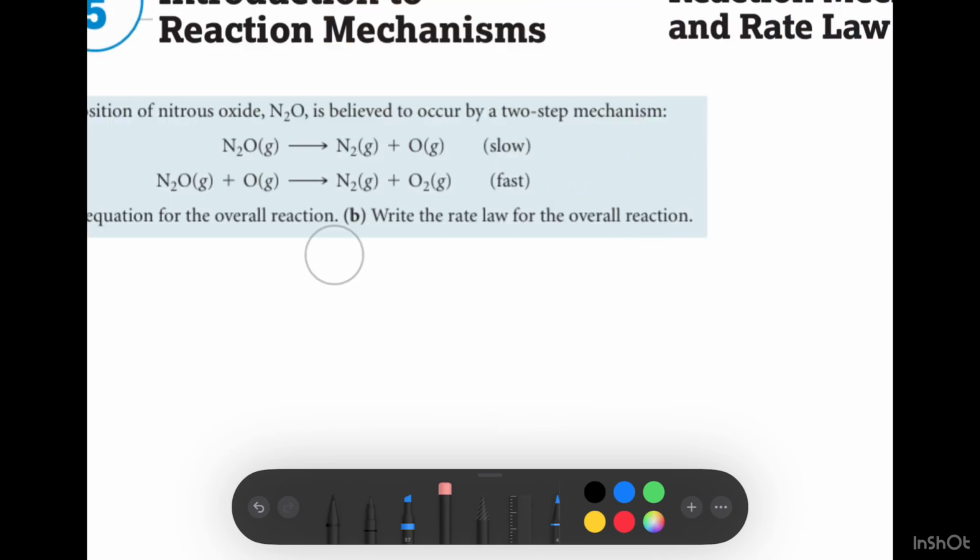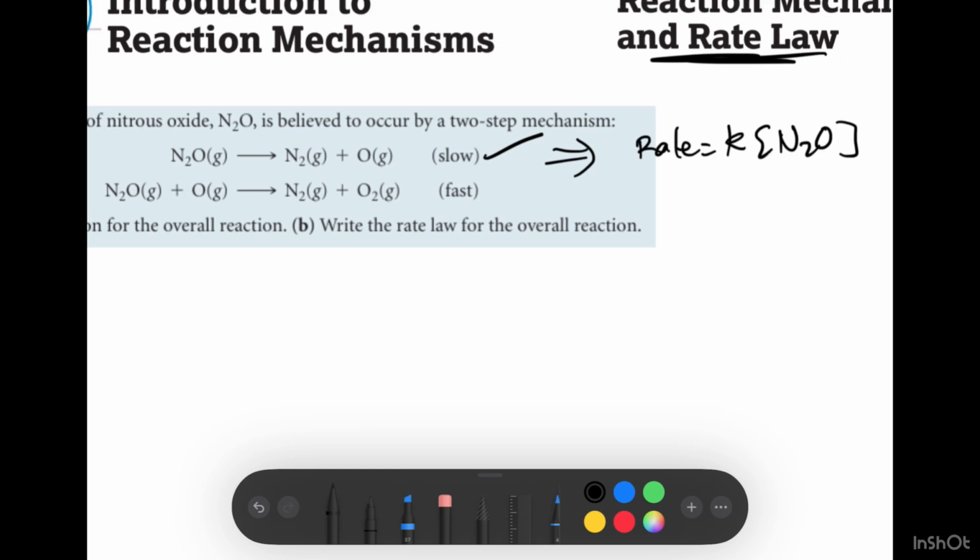If I want to write the rate law for this equation, I have to look at this last step first, and then I say the rate is equal to K times N2O, because it's the only reactant in here. It has a coefficient of 1 and it's raised to the power 1 at that point, and that's it.